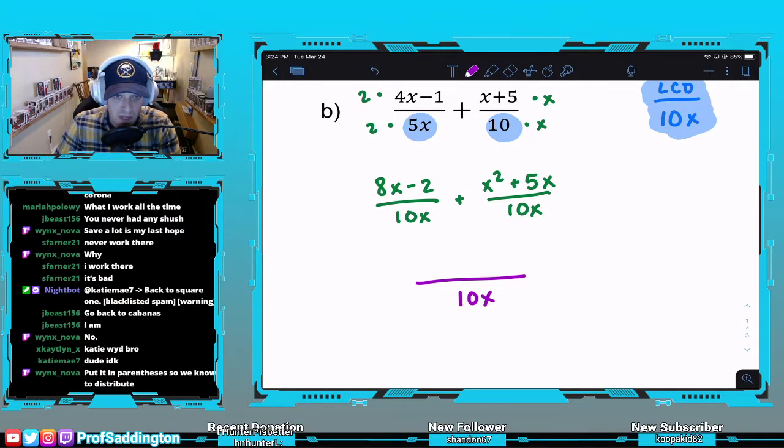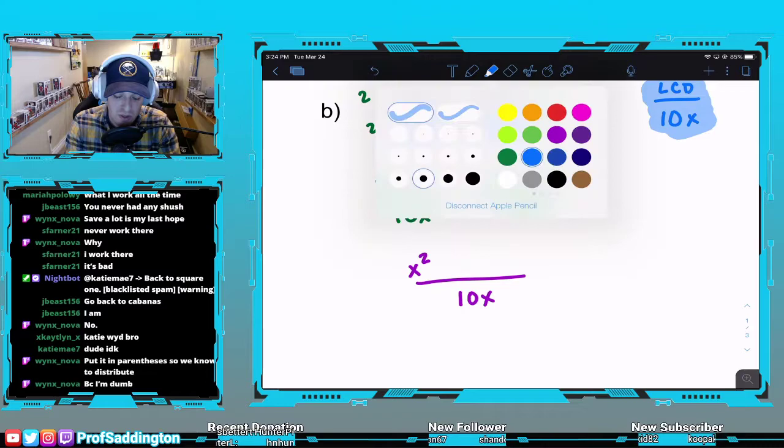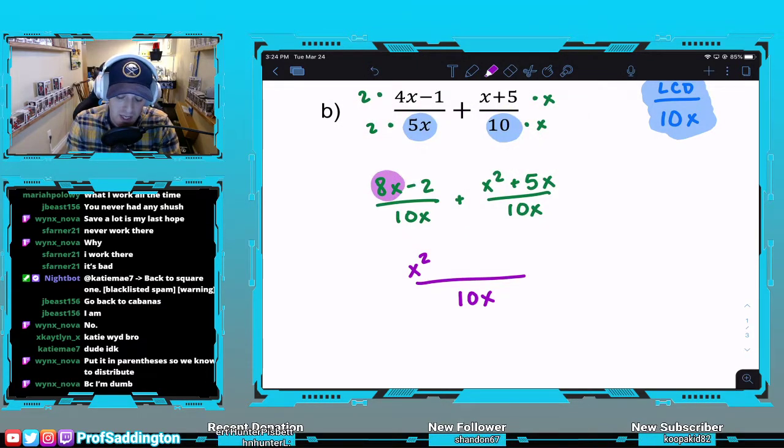And I like writing it in standard form. So when I go to add the tops, I know x squared is going to come first. And then I have an 8x plus a 5x. So I can add those two together. 8x plus 5x is going to give me that 13x. And then I'm going to have minus 2.